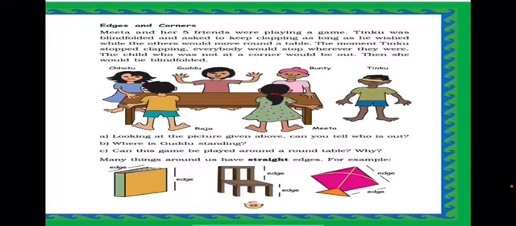Now, edges and corners. Meeta and her 5 friends were playing a game. Tinku was blindfolded and asked to keep clapping as long as he wished, while the others would move around a table. The moment Tinku stopped clapping, everyone would stop wherever they were. The child who was not at the corner would be out. Then she would be blindfolded. So now you know that a rectangle or a square will have edges and corners.